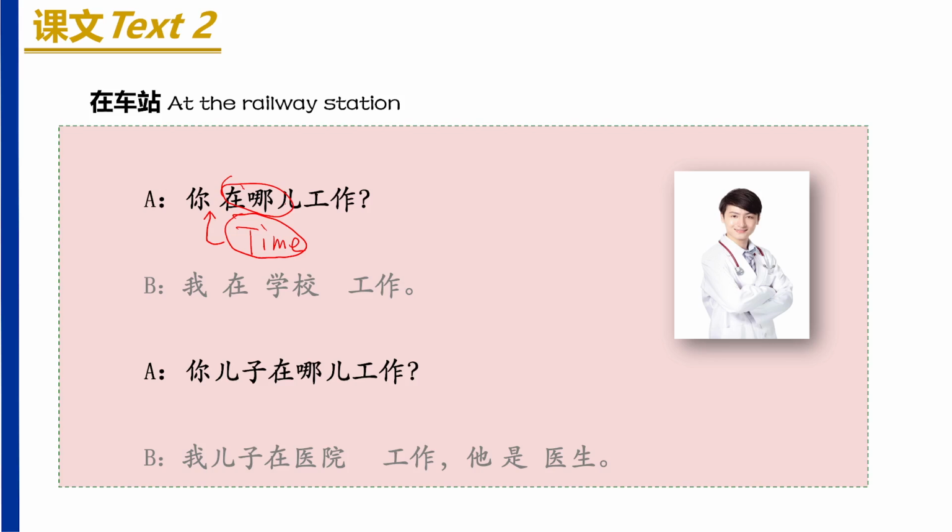So for example, we can ask a more complicated question here. I suppose that you have two part-time jobs, but I don't know your schedule. So now I need to ask you, where do you work on Wednesday? 你星期三, time first, 星期三 where do you work? 在哪儿工作? Always with 在, okay? Be somewhere. So 你星期三在哪儿工作?